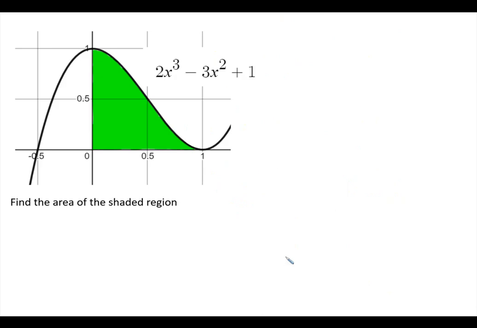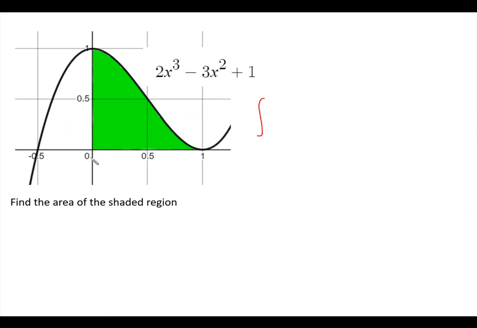All right, so let's take a look at another example here. So once again, we have this function here. So 2x to the third minus 3x squared plus 1, that represents this curve right here, okay? And we need to find the area of the shaded region here in green, okay? So that means we're going to integrate, right? Because integrating gives you the area under the curve. So we're going to integrate, all right?